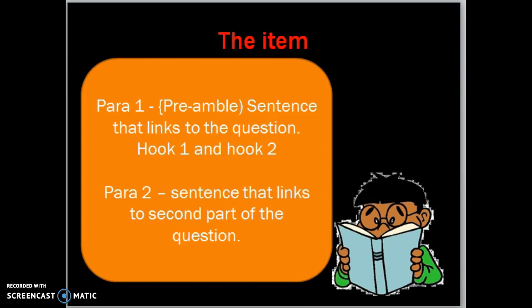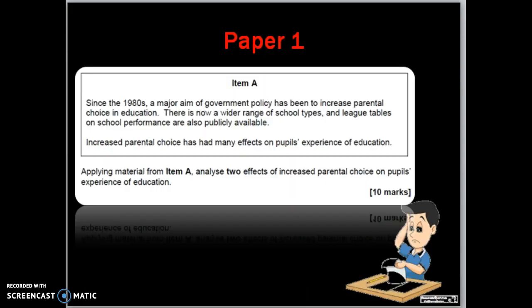So let's have a look at some of the examples from the 3 papers from 2017, so then you can have a little bit of a go at finding the hooks. As you can see, this follows the structure that I've just outlined. It starts with a bit of a preamble. So since the 1980s, a major aim of government policies has been to increase parental choice. Some students mistakenly took this as one of the hooks. However, you can tell that it isn't because it just basically rewrites the question. However, it's in the second sentence that the hooks appear.